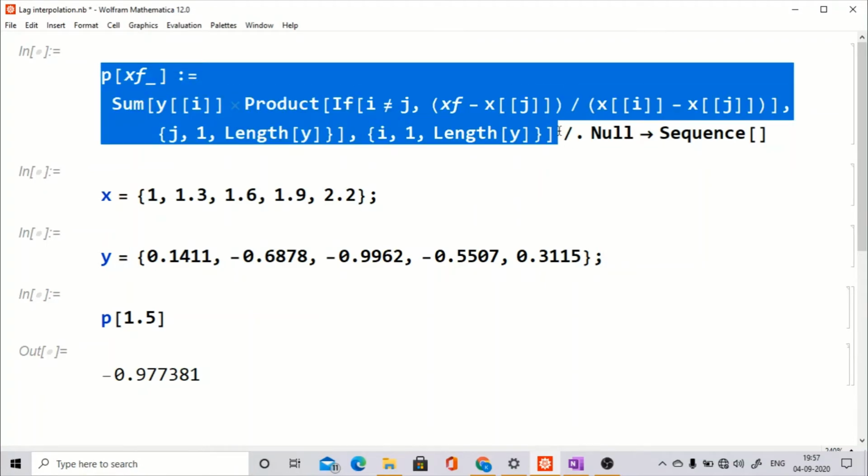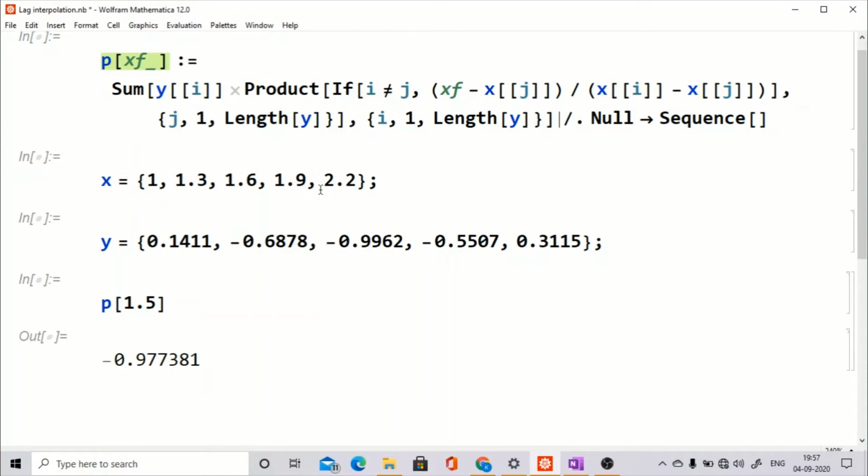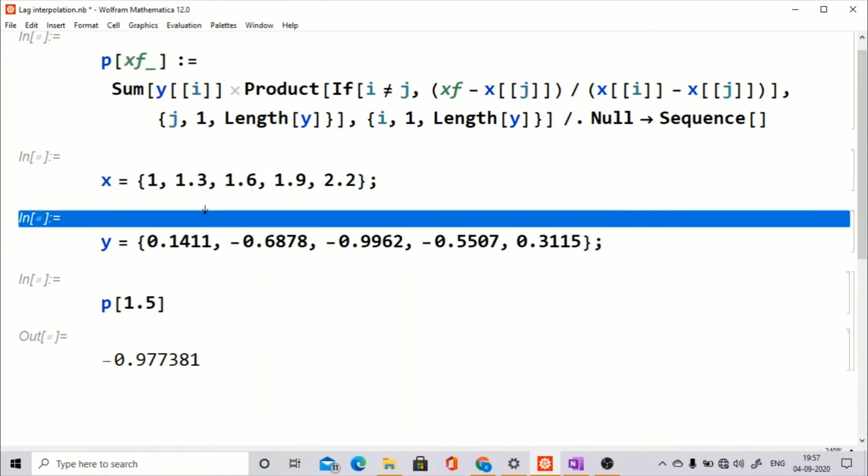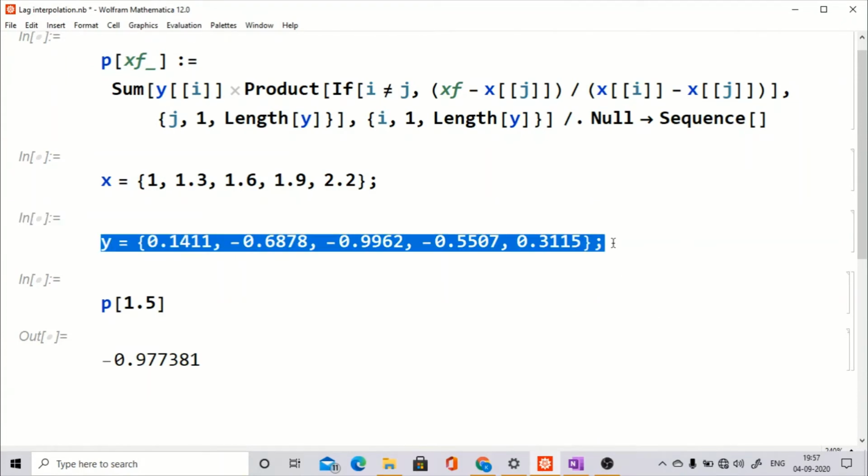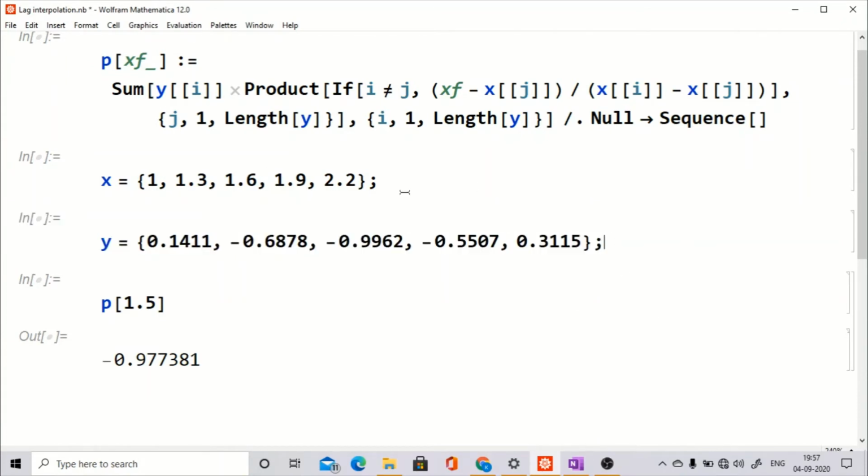Okay, and you can see that I have written my x array, and corresponding to the x array, this is my y array. You can also keep a condition where the length of the x array should be equal to the length of the y array, then only the program shall work. So you can add an additional condition. So this is my x array and this is the y array, and now I want to find the value of the polynomial at 1.5, and this is my value.